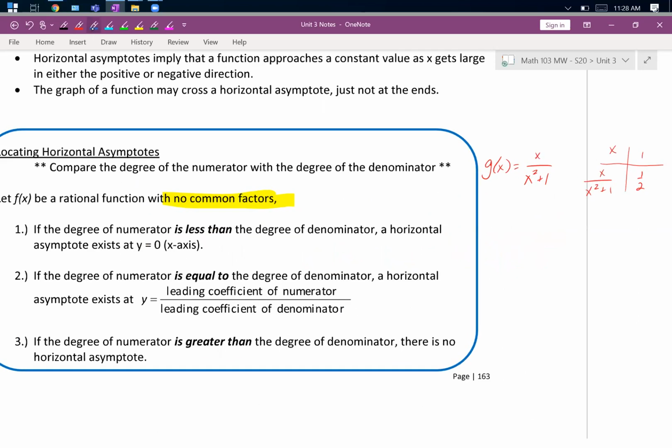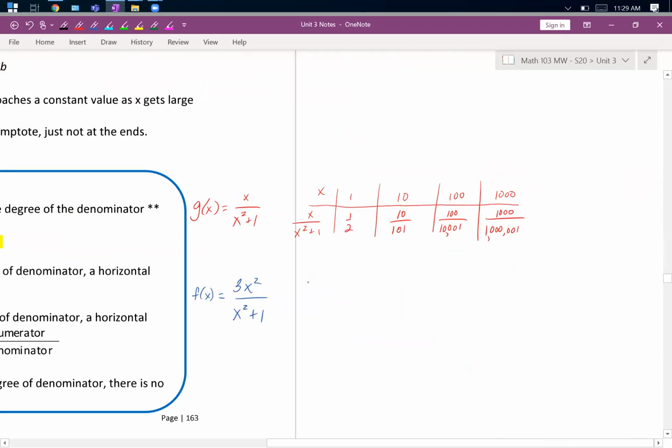Our next situation is when the degree of the numerator is equal to the degree of the denominator. So maybe something like f of x equals x squared over x squared plus 1. Then we have a horizontal asymptote at y equals the ratio of the leading coefficients. You know what, here, I'm going to throw a coefficient on this one. Let's make that 3x squared over x squared plus 1. So I'm going to do the same thing. I'm going to make a little XY chart and show you why we get what we get.